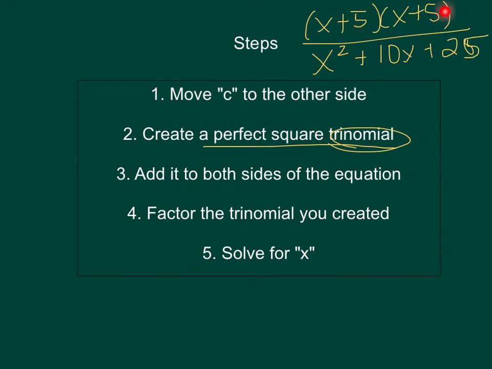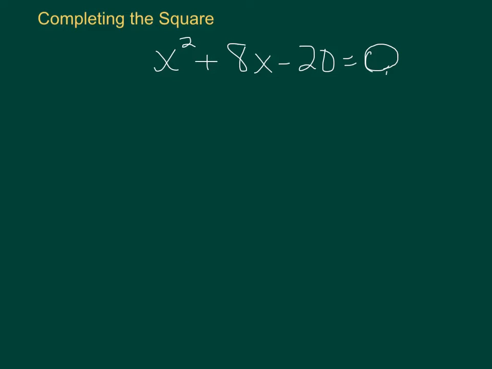This is where they've got the same number. So they multiply to 25 and they add to 10, the exact same number. Then we're going to add the number to both sides. We'll factor it and we'll solve for x. So let's do this example together.